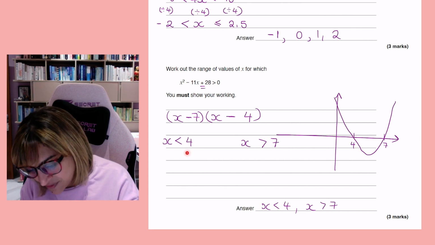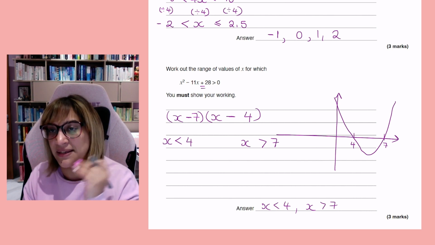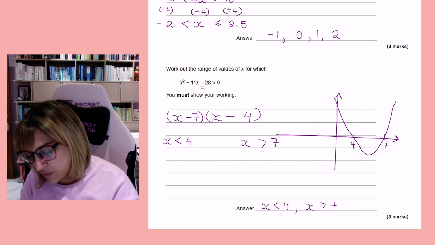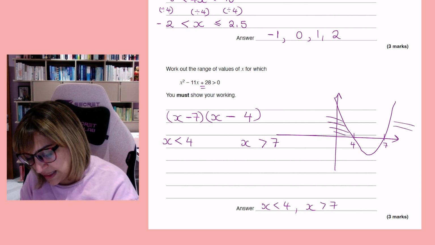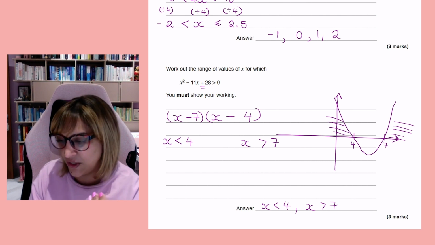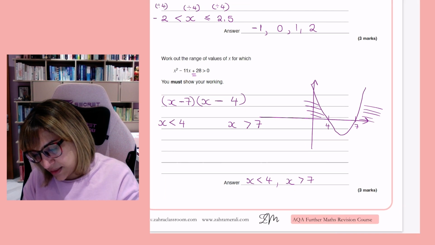0 is less than 4. So it's the outside bit. So x is less than 4 and x is bigger than 7. So I think a graph sometimes is easiest to see. It's that region there, but you can do it any way that makes sense for you. Okay, let's have a look at the next question.